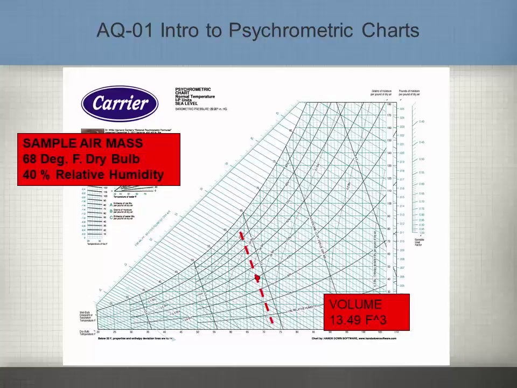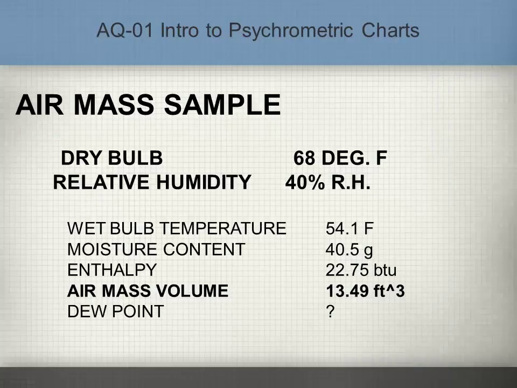Remember, any air mass will expand and contract with temperature. Heated air will expand and take up a greater volume of space. Cool air will contract and take up less space. At the point of intersection, this air mass's volume is identified as 13.49 cubic feet.